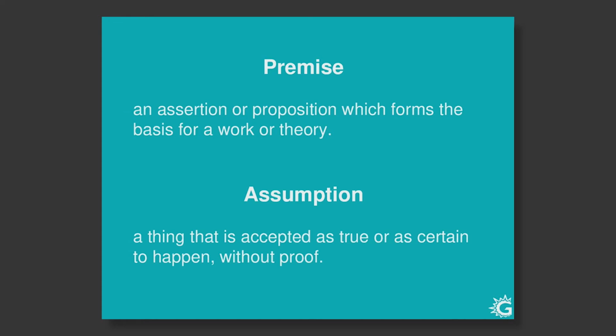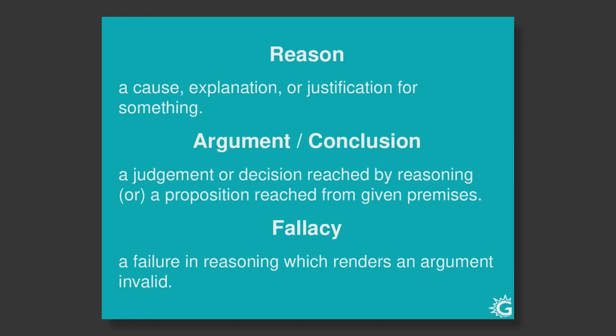Moving on, we also have these three things. We have reason. Reason or reasoning is just the cause, explanation, or justification for something. When we say something's the reason for something, we say it's the cause. This is why it happened. Another meaning of reason could be an explanation: the reasoning or why or how something happened. And finally, justification: why did it end up happening?